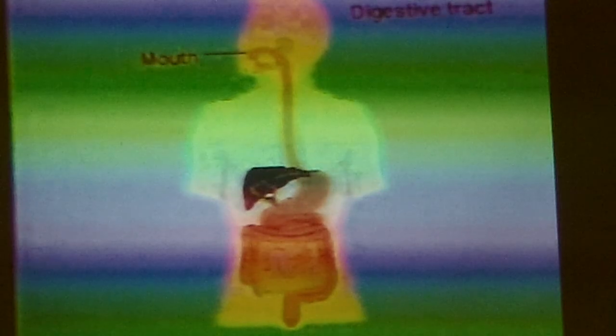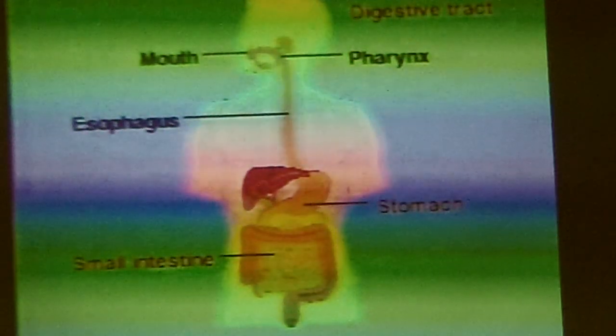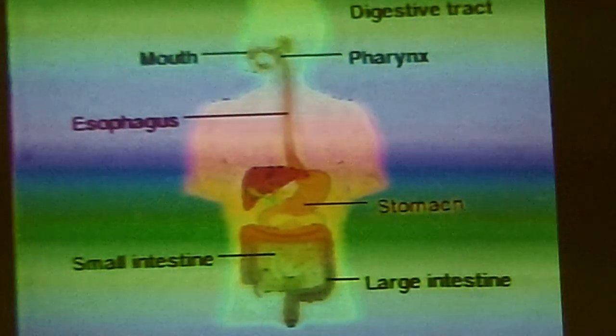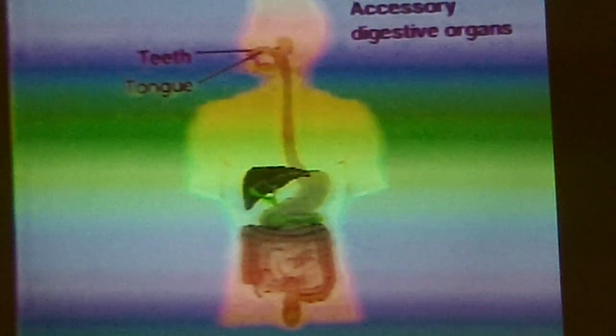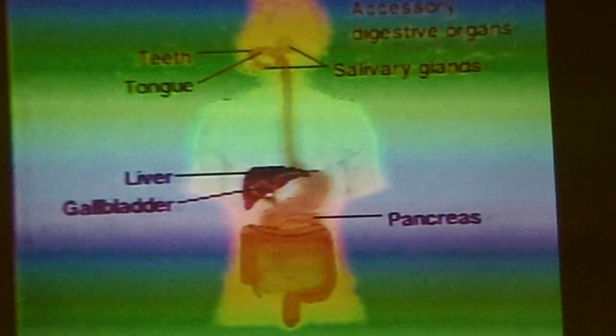The digestive system includes the organs of the digestive tract and accessory digestive organs. The digestive tract is a continuous muscular tube, open at both ends. It includes the mouth, pharynx, esophagus, stomach, small intestine, and large intestine. The accessory digestive organs are the teeth, tongue, salivary glands, liver, gallbladder, and pancreas.